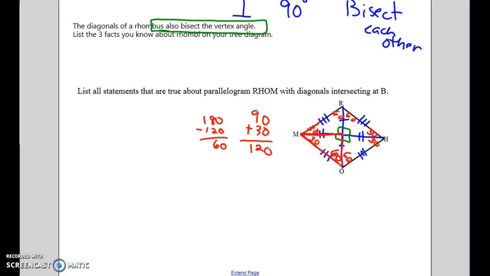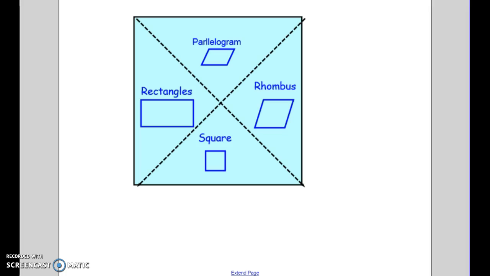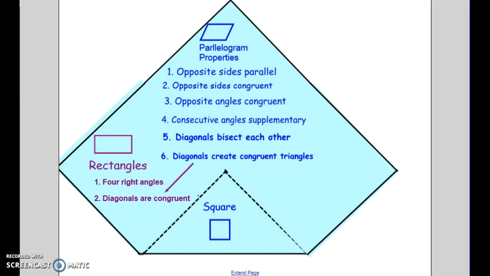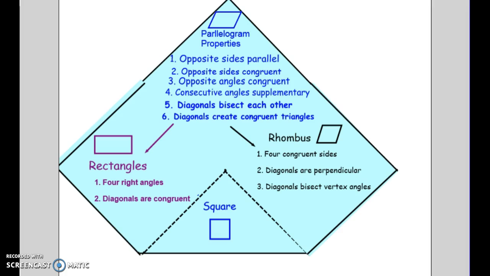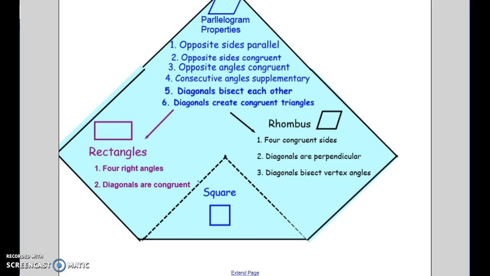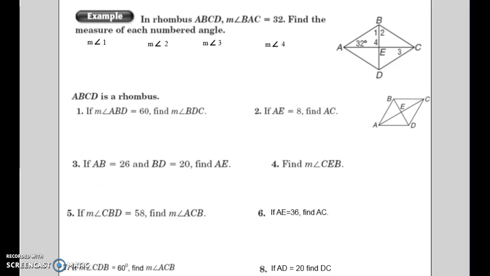Let's take a look at the back. So let's do our blue foldable. We've already written down about parallelograms and rectangles. Now we need to write down about rhombus. There's 3 things that we're going to add about a rhombus. So in this one, it's telling us it is a rhombus. It says the measure of angle BAC is 32 degrees. Find each of the numbered ones.